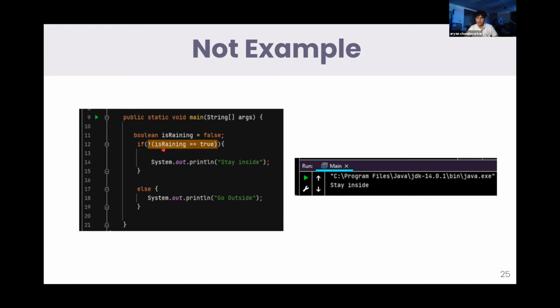So I'll explain that again. This does the opposite of whatever is next to it. So since this is true, it would actually look for if it's false, just because of the not operator. So if is raining is not true, that's how you would read this. If is raining is not true, then stay inside. So if it's not raining, stay inside.